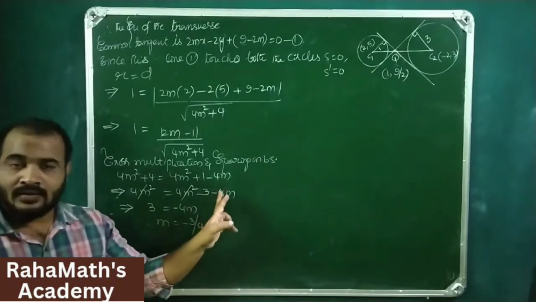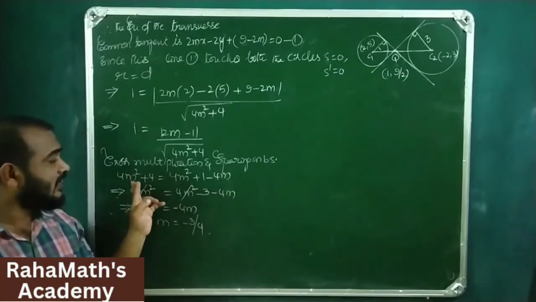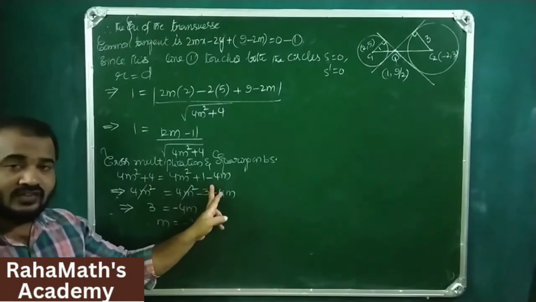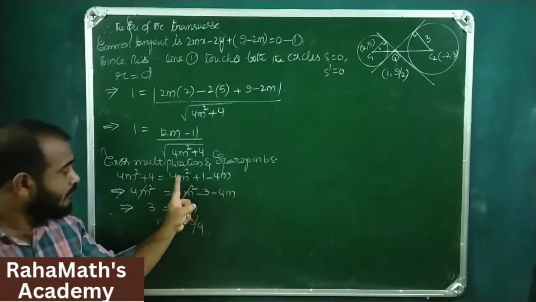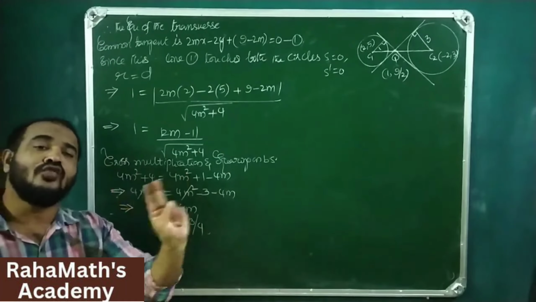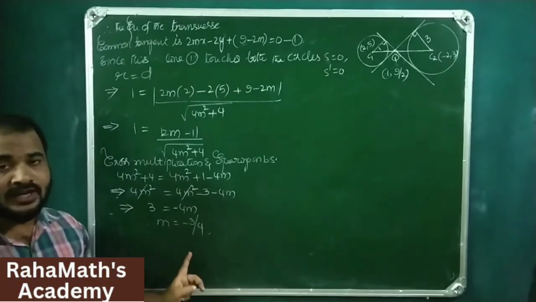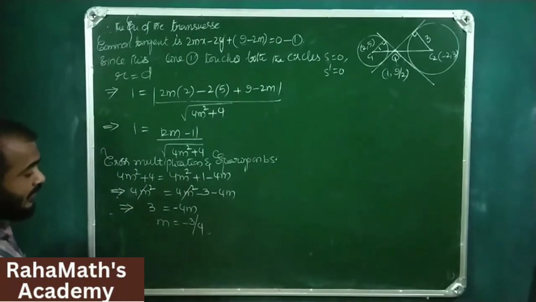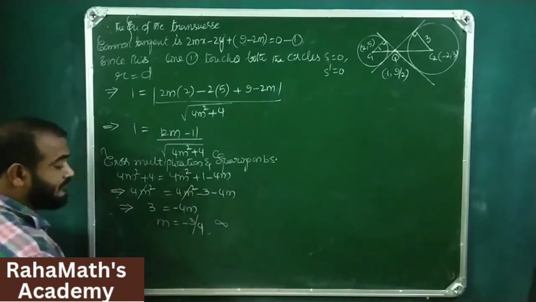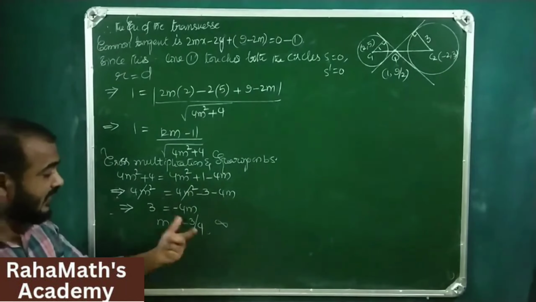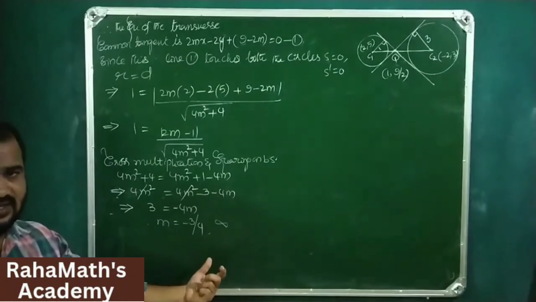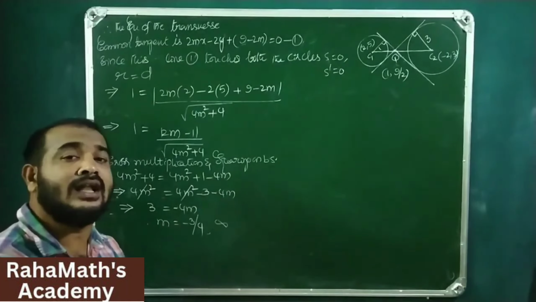Since this is a quadratic equation in terms of m, m square means m should get two values, but only one value we get. The second value will be infinity. Since the second value does not exist here, it equals infinity, it is a vertical line.